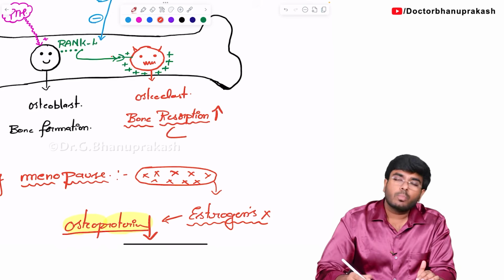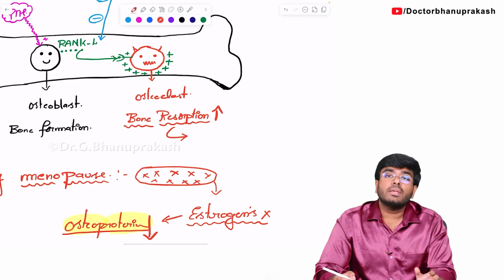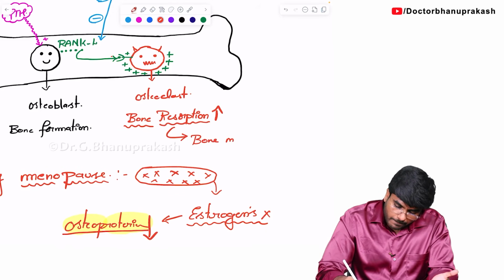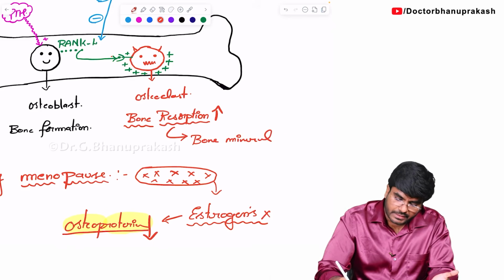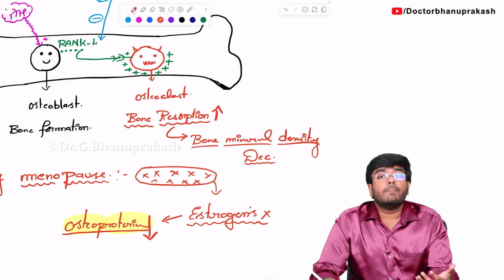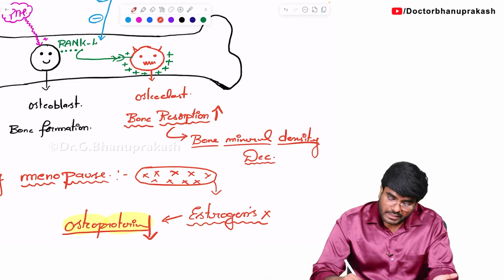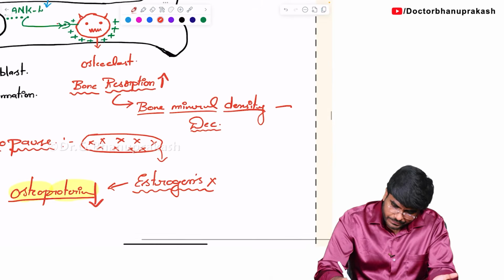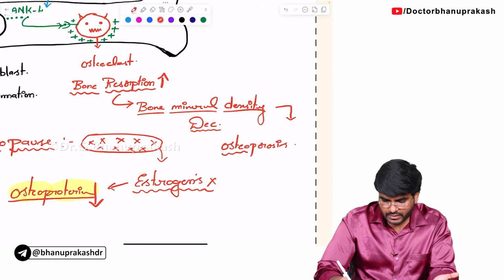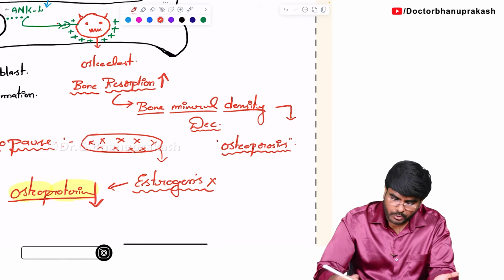Now you tell me, whenever there is more bone resorption, what will happen to the bones? There are going to be brittle bones. The bone mineral density is going to decrease. So the patient is going to have brittle bones, weak bones. That condition is called osteoporosis. So that is the reason for the osteoporosis in menopause. We call it postmenopausal osteoporosis.